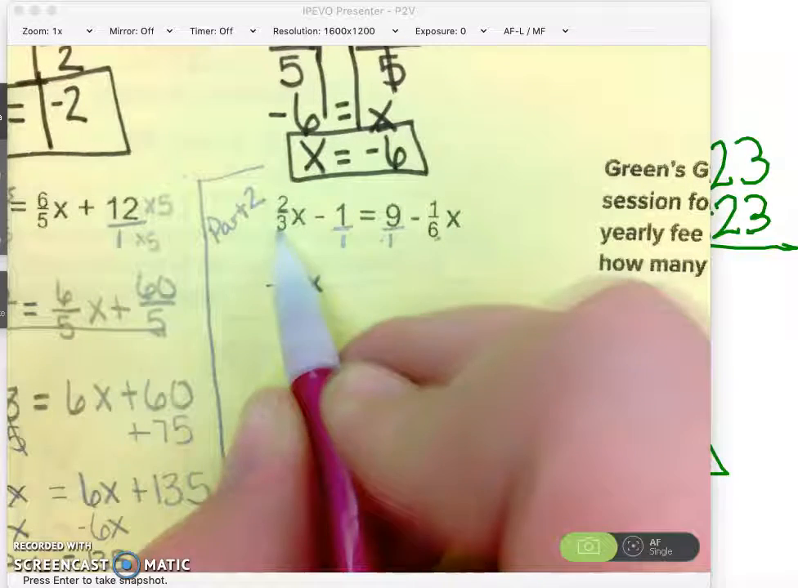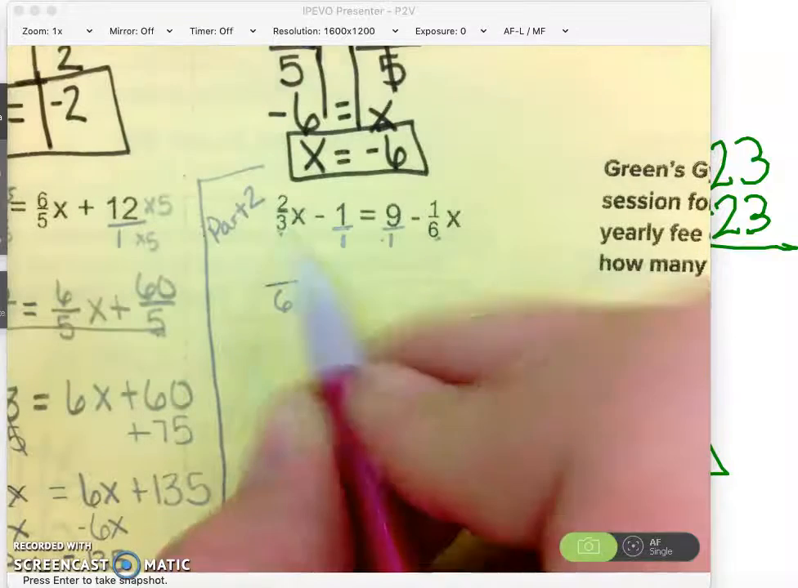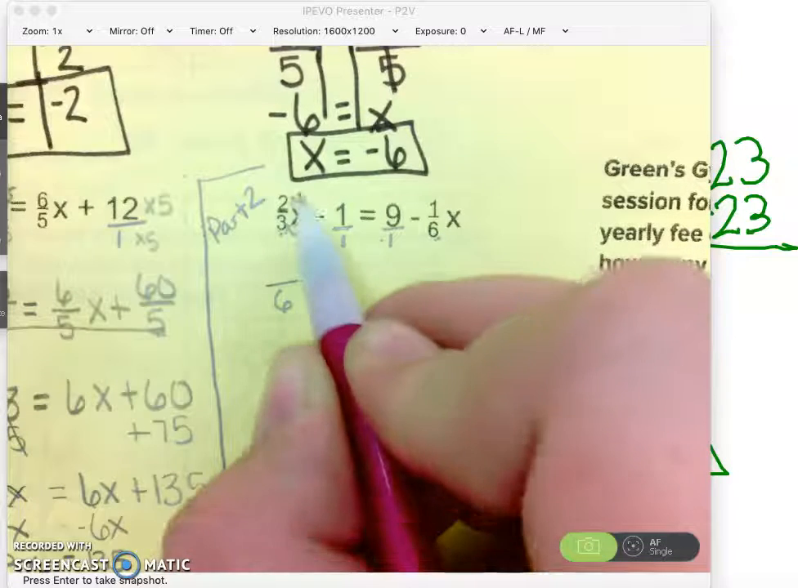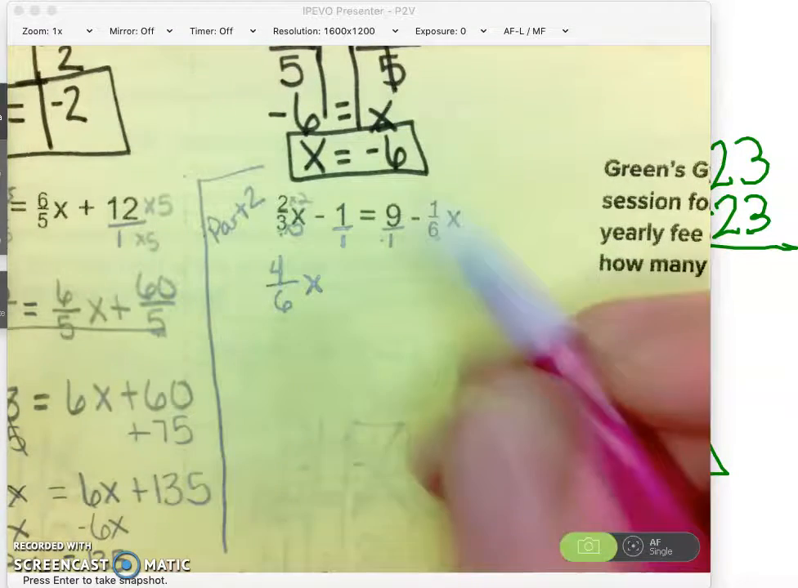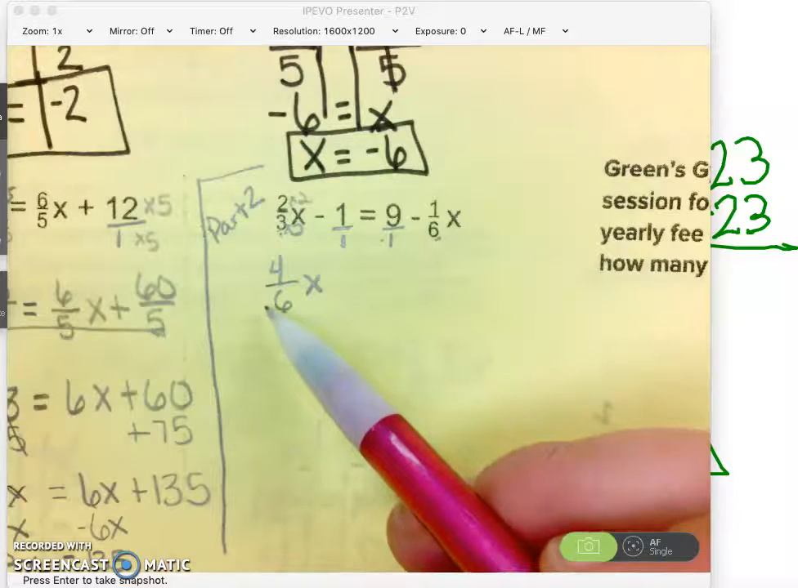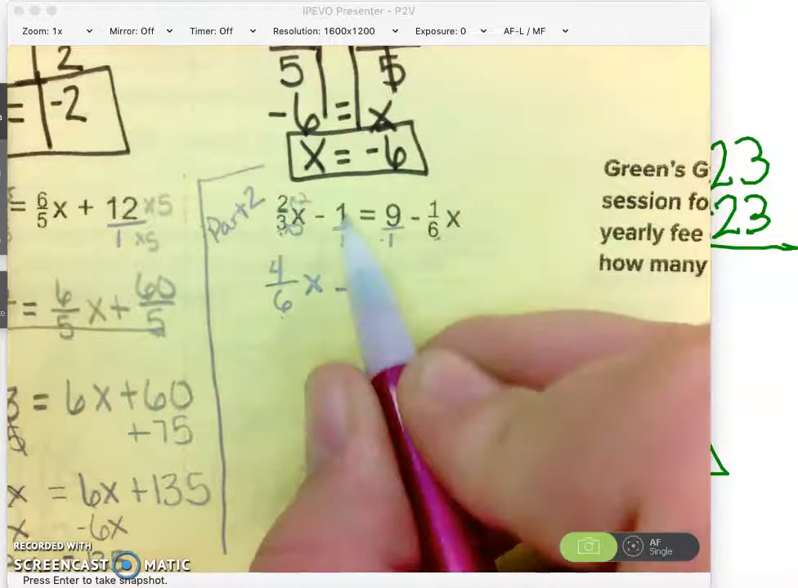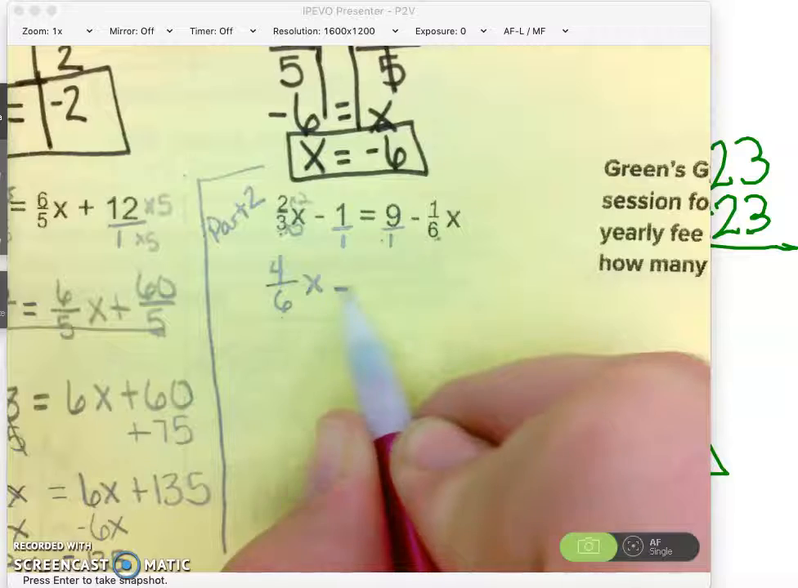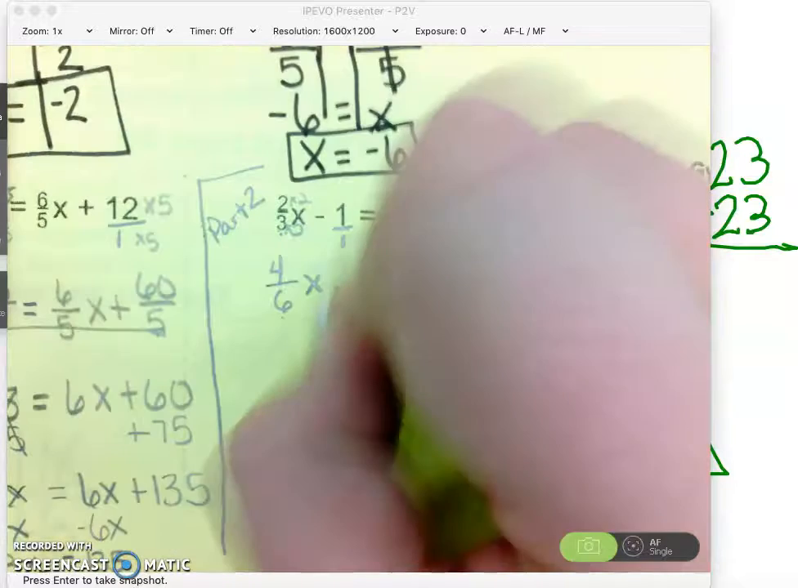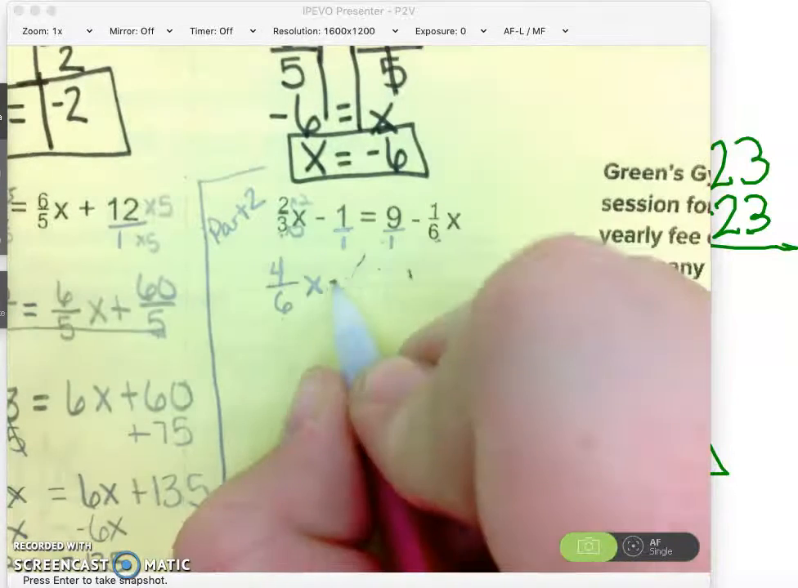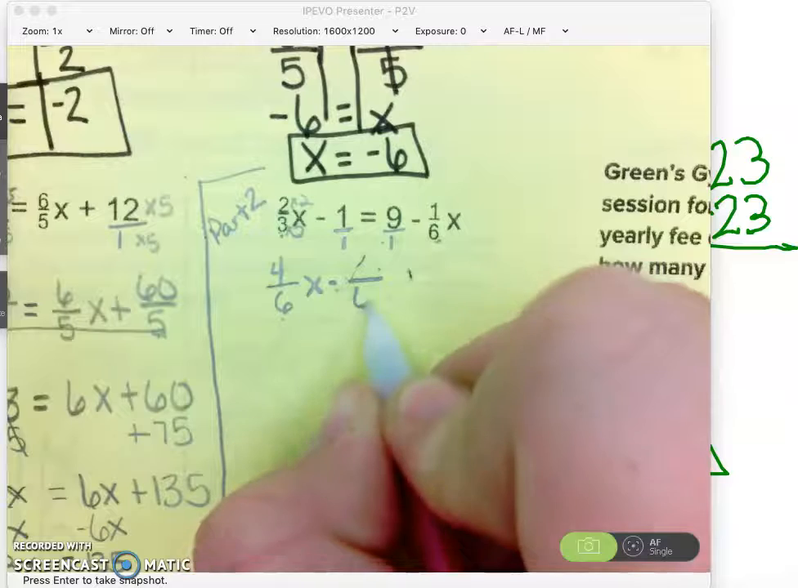So 3 times what equals 6? Well, that's times 2, so I have to multiply the top by 2. So this is, you're just writing equivalent fractions. So 4x/6. So minus, again, I want to make my bottom one x minus, and then a fraction, 6.